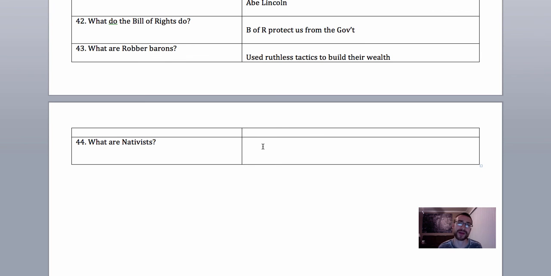We finally made it to the end. Number 44, what are nativists? Those are people that have a preference for native-born people. They're anti-immigrants.